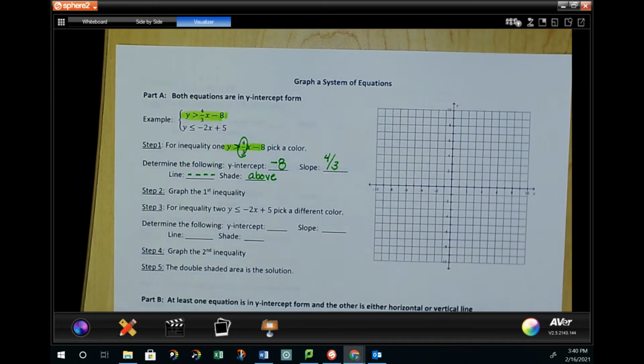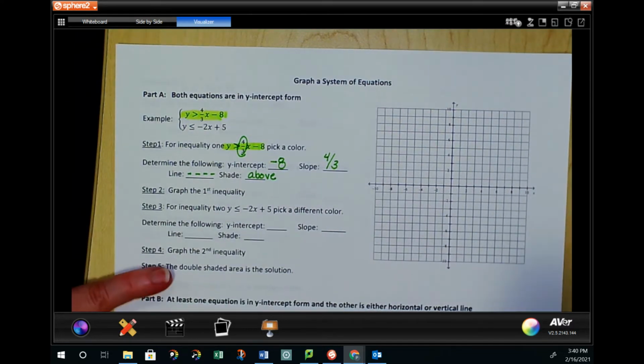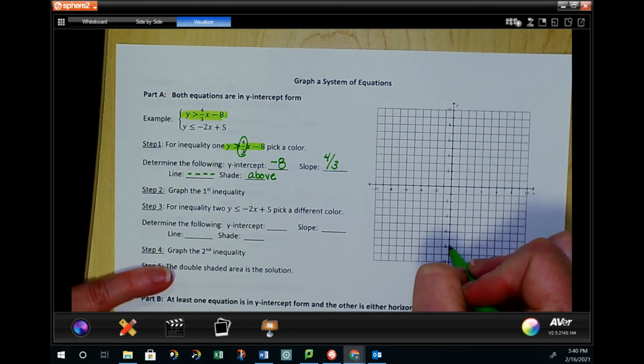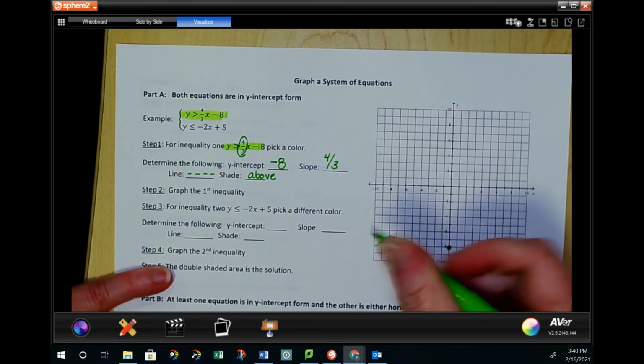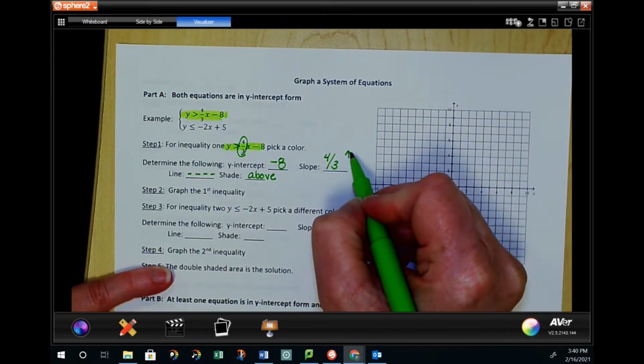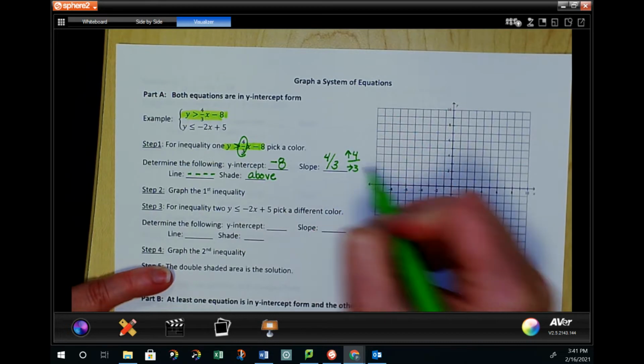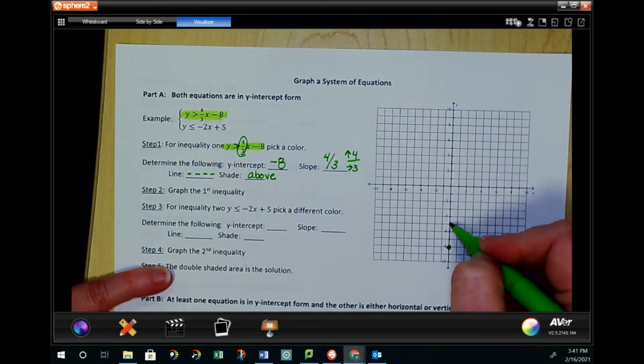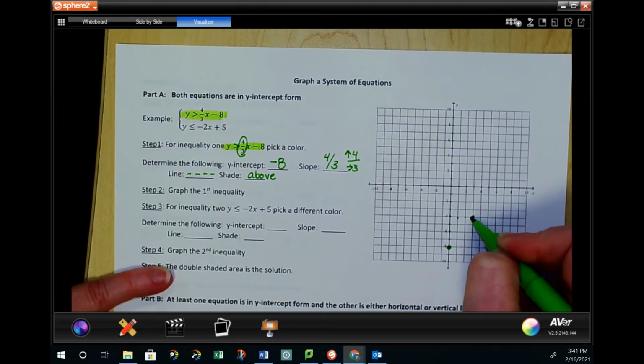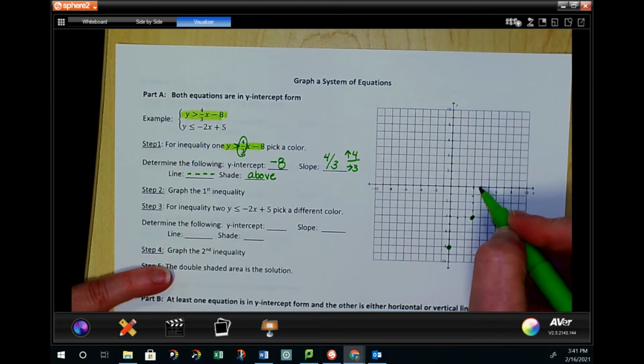Okay, so we're going to go through and graph that very first line. So on the y-intercept, I'm at -8. And then I'm going to go up 4. So that means up 4 and to the right 3. So again, 1, 2, 3, 4, and to the right 3. 1, 2, 3. Up 4. 1, 2, 3, 4, and to the right 3. 1, 2, 3. And I've got that line.